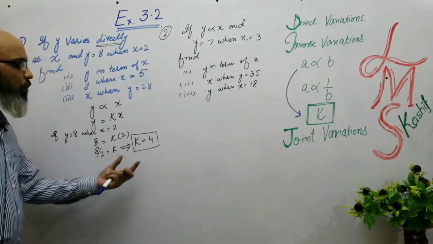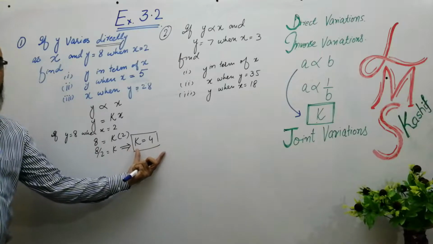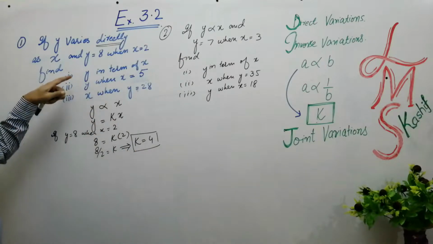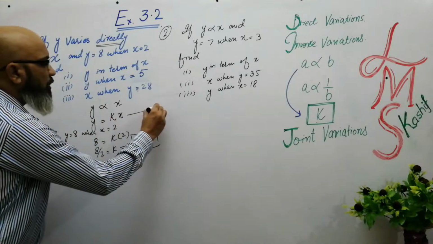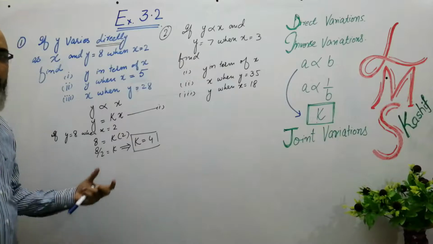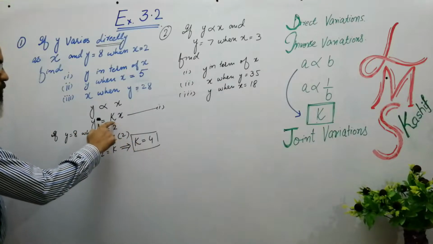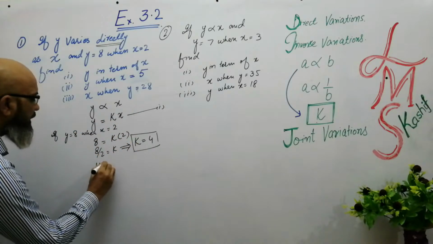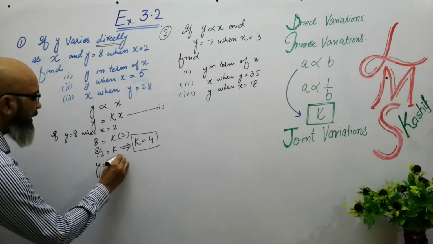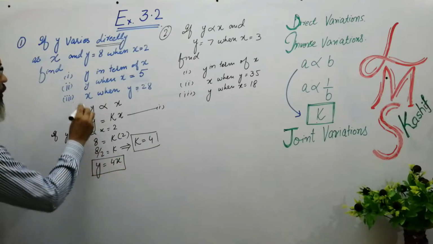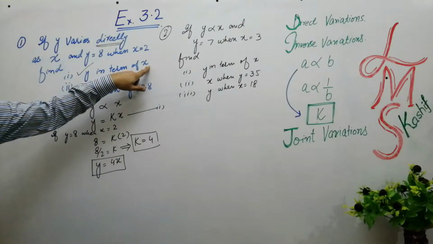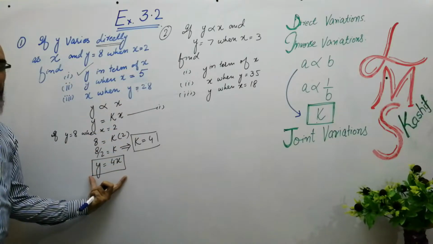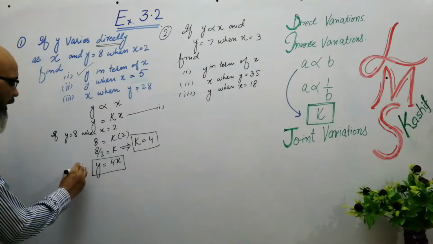So you got the value of constant, k is equal to 4. Now what is the actual question? y in terms of x. What is our equation? We call it, suppose, equation 1. So put the value of k here, y is equal to 4x. This is your answer of the first question, y in terms of x. इसको मजीद करने की जरूरत नहीं है, ये आपके फर्स्ट पार्ट का आंसर आ गया है.